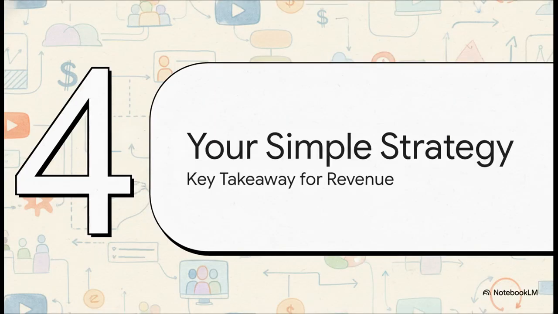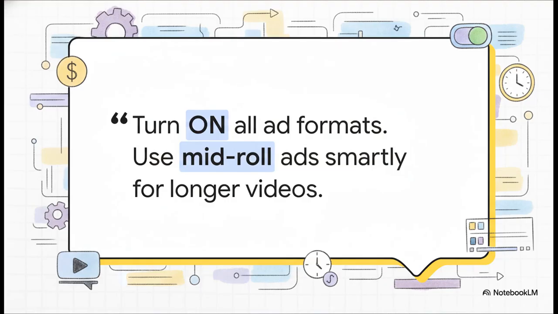So, after all that, what's the takeaway? What should your strategy be as a creator? Well, believe it or not, it actually boils down to a really simple best practice approach. And this isn't just my opinion. This comes straight from YouTube's own playbook. The strategy they recommend is basically this: turn on everything. Enable all the ad formats. Why? Because it gives the algorithm the most options, the most flexibility to find the perfect ad for each specific viewer. Then, for your longer videos, those 8-minute plus ones, be smart about your mid-rolls. Find that sweet spot between making money and keeping your viewers happy.